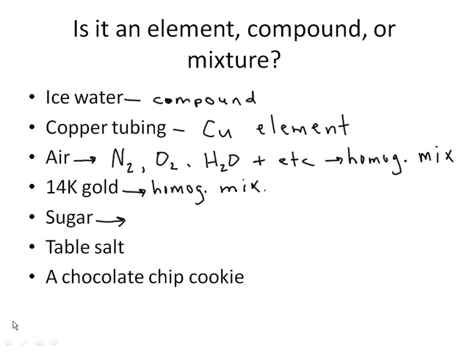Sugar, turns out, is probably C12H22O11. Your table sugar is sucrose. If we were talking about glucose, it would be C6H12O6. And if we think about glucose specifically, C6H12O6, that's actually a compound that contains 6 atoms of carbon, 12 atoms of hydrogen, and 6 atoms of oxygen. So sugar is a pure substance, and it is a compound because it contains 2 or more types of elements.